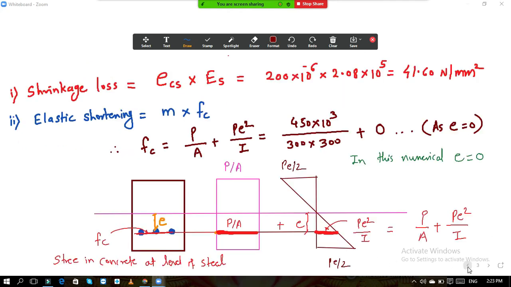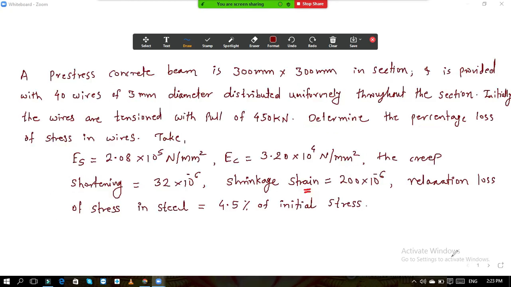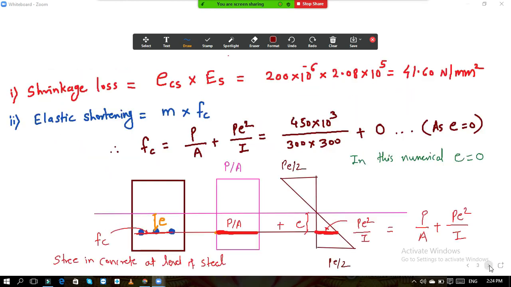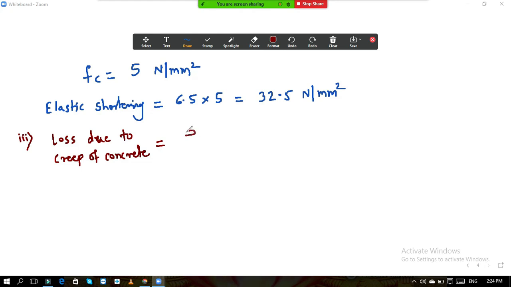So here you can see phi is not given to us, that is creep strain is not given to us, but creep shortening is given. So ec is given to us. It is 32 into 10 raised to 6. So it is ec into fc into es. So the formula is ec into m into fc. So m into fc is already known to elastic shortening multiplied by ec. So you will get this value, loss due to the creep of concrete.